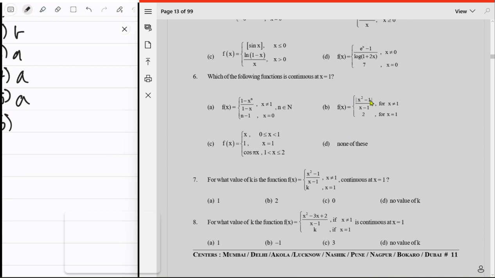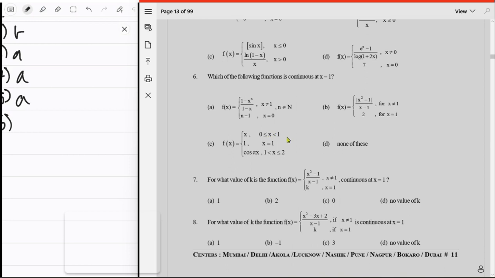B, mod of x minus 1. It's like mod of x minus 1 times mod of x plus 1. That's like signum of x minus 1 times x plus 1. X plus 1 approaches 2, but signum of x minus 1 approaches 1 or negative 1. It's discontinuous already because the left hand limit and right hand limit don't match. So B is discontinuous. What about this one?